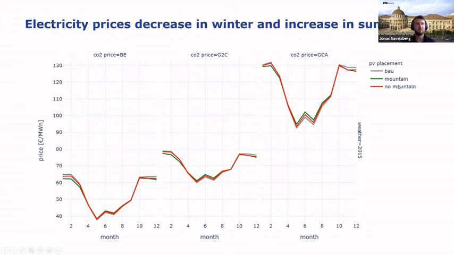And the optimized placement scenario without allowing placements in mountains above 800 meters above sea level lies somewhere in between. And what we can see here is that this effect basically holds throughout the different CO2 price scenarios that we take into account, even though, of course, differences between winter and summer prices get larger if we consider higher CO2 prices.